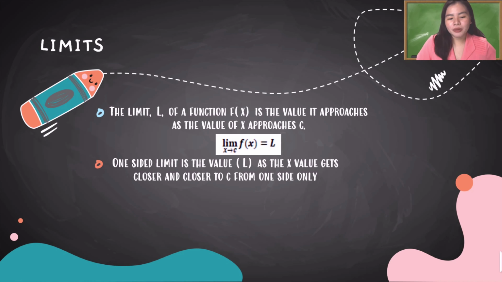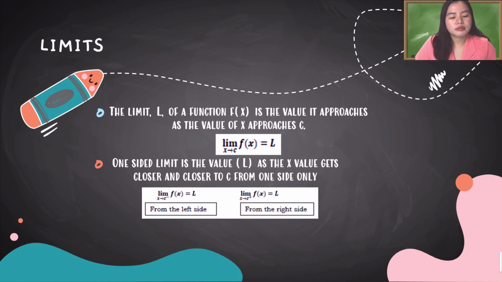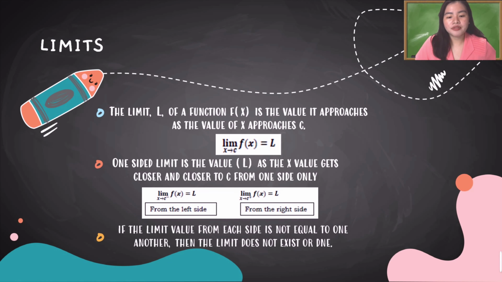So, a one-sided limit is a value L as the x value gets closer and closer to a certain value c from one side only, either from the left side or from the right side. So in symbols, we write this as follows. So always remember that if the limit value from the left side is not equal to the limit value from the right, then the limit does not exist, or DNE. In symbols, we write this as follows.